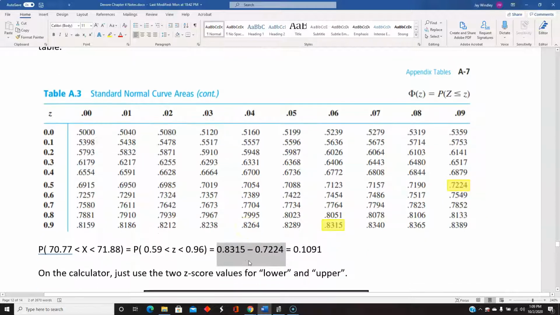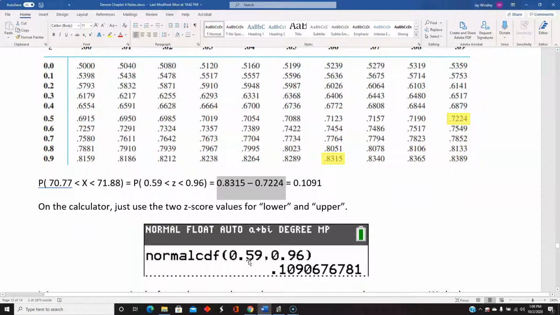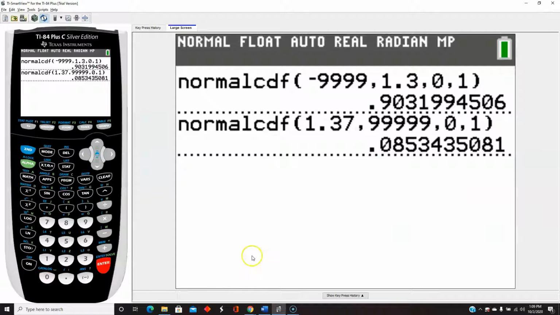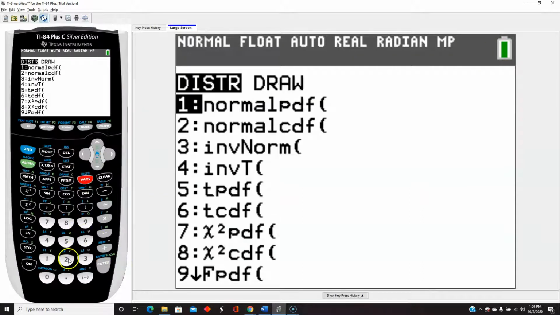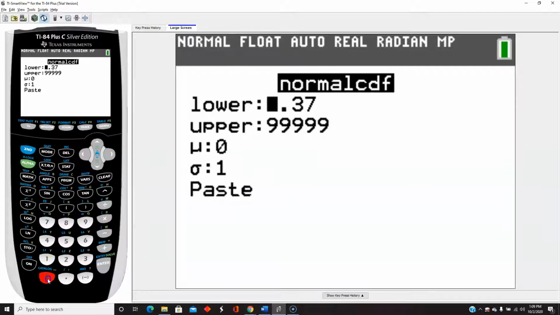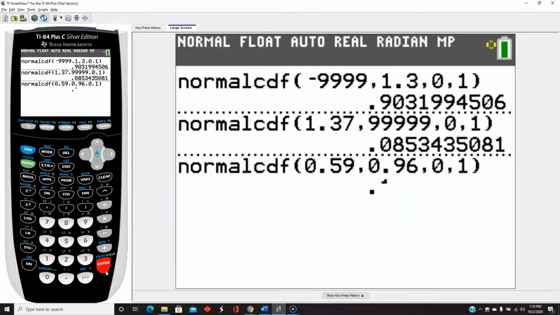Of course, if you're doing this on the calculator, you don't have to do all that. You just put the Z-scores in. When the problem is a between problem, you just put the Z-scores in, 0.59 and 0.96, as your upper and lower bound, and there's no subtraction necessary.